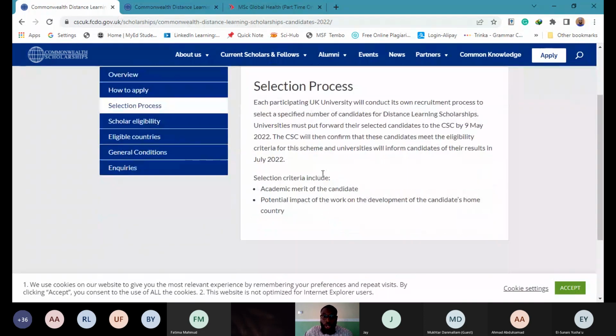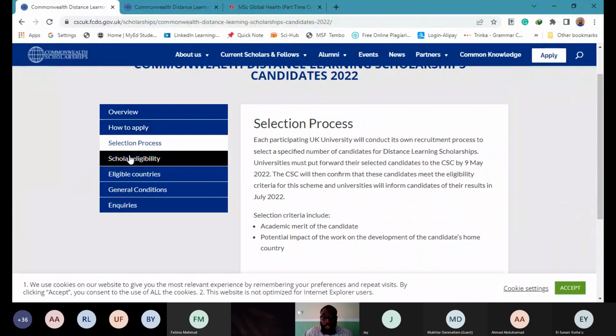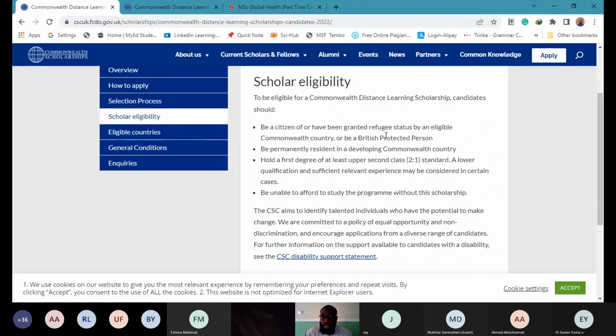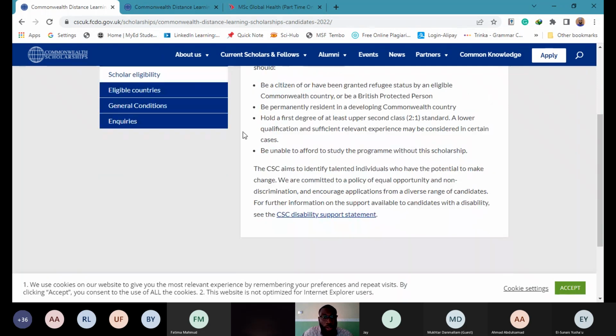So these are the issues about the selection criteria and scholar eligibility. You must be in a Commonwealth country. You must be permanently resident and hold a first-class degree or upper 2-1. But you shouldn't just see it that way, because some people say a 2-2 cannot be considered. One thing is that for a lower qualification, if you have a 2-2 and you have a lot of field work experience, working in the area you want to do, you can also be considered. And you have to be unable to afford to study the program without the scholarship.